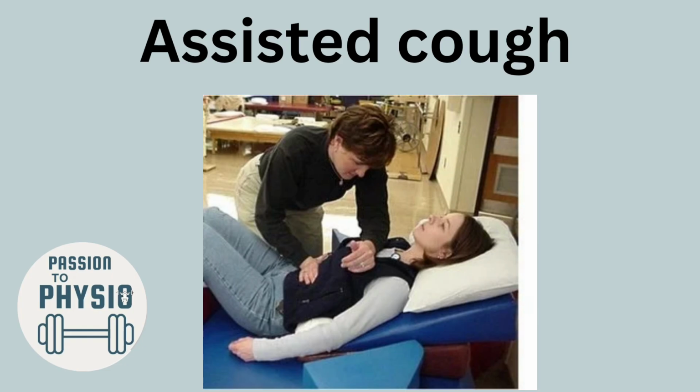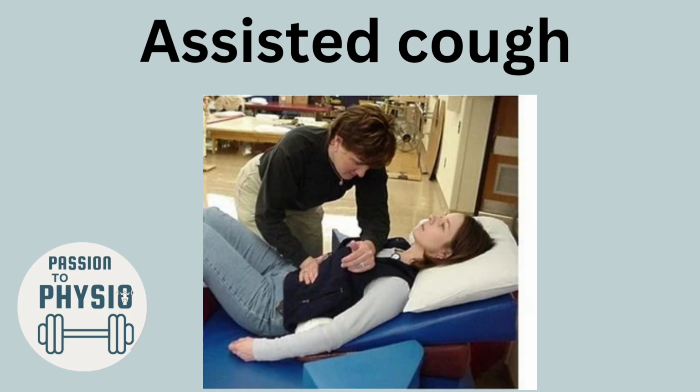Then assisted cough. When a child does not have a strong cough, as is common in cases of neuromuscular weakness such as SMA or muscular dystrophy, secretions may build up in the child's lungs. So parents or caregivers may be instructed how to assist the child with coughing to increase force generation.